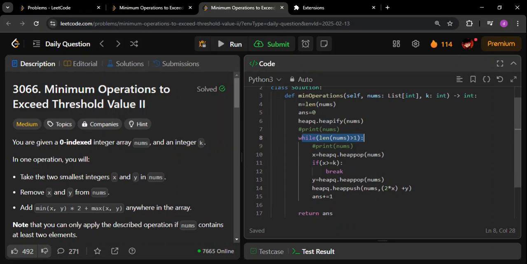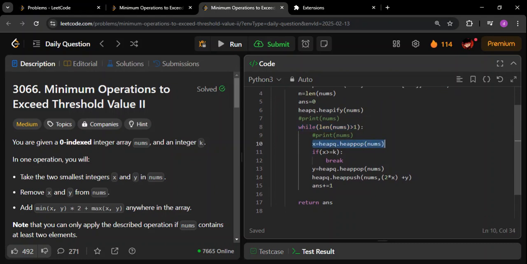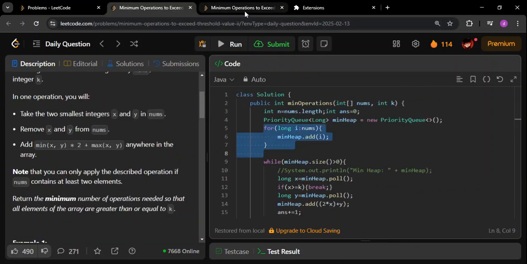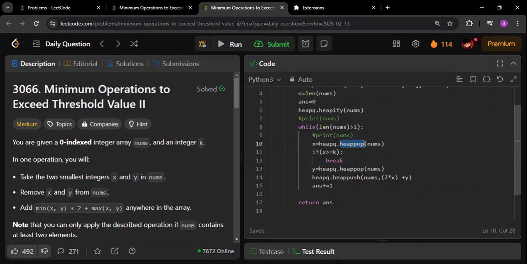Next, again, same thing we are doing here. We are taking the x, doing the heap pop. See, the syntax is slightly different here because the libraries are different. That will always be remaining. Here the libraries are different, so it is a different syntax.